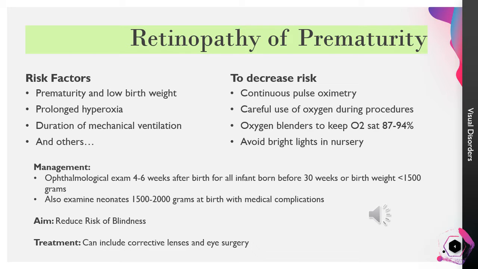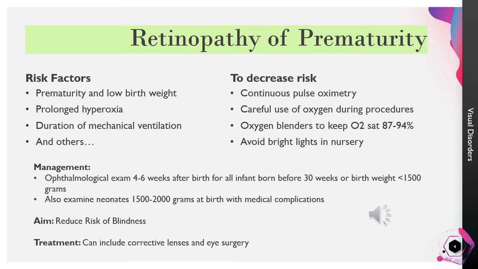There are several risk factors associated with retinopathy of prematurity. The risk factors include prematurity and low birth weight, prolonged exposure to high levels of oxygen, and duration of mechanical ventilation. There are other risk factors, but these are the primary risk factors. To decrease the risk of retinopathy of prematurity, we can use continuous pulse oximetry during resuscitation measures, the careful use of oxygen during procedures, starting with the use of room air and working up using an oxygen blender to keep the SATs between 87 and 94%, and avoiding bright lights that will stress the already fragile eye vessels.